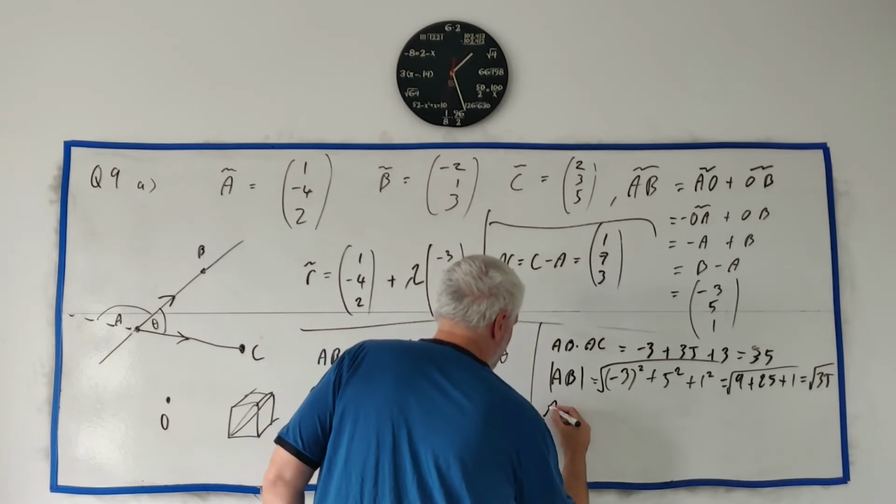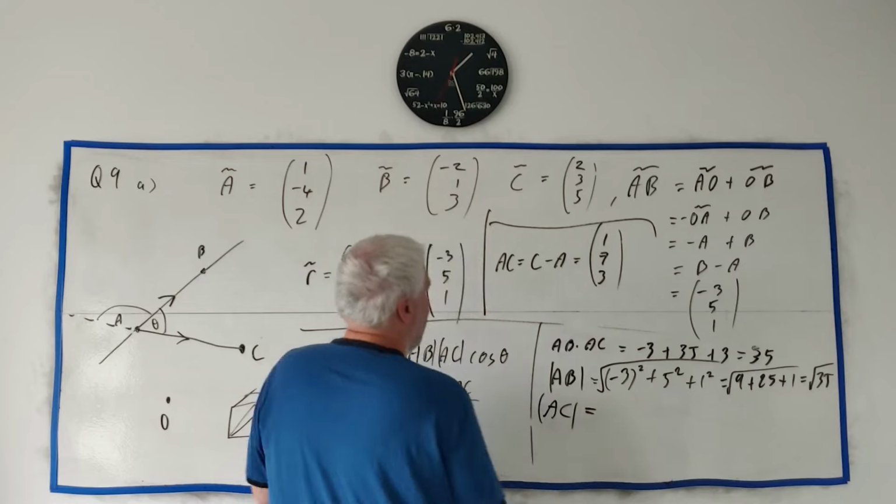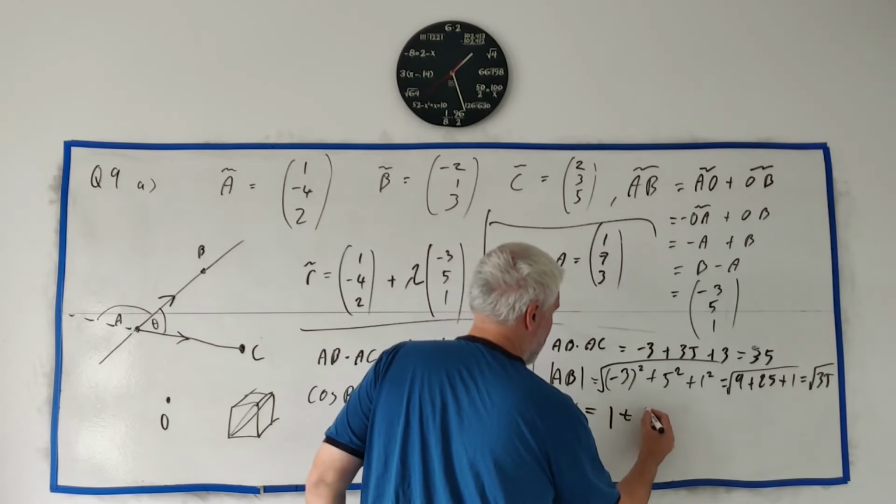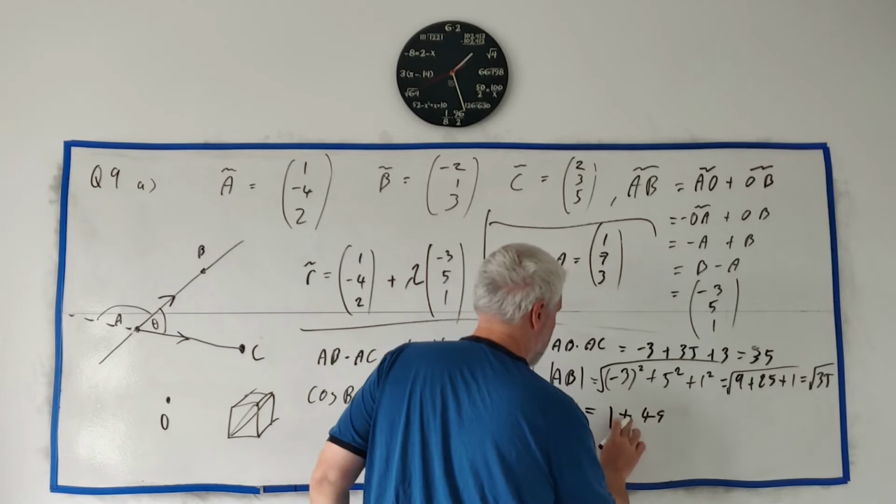Next we'll do AC. Can do that a little faster, this one here. That's 1 squared plus 7 squared, which is 49.